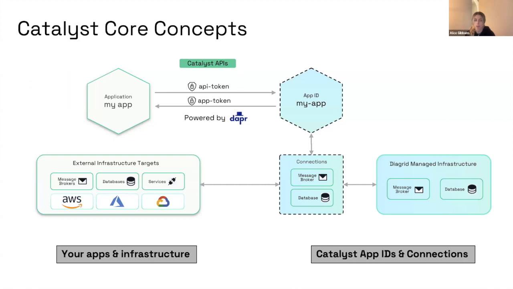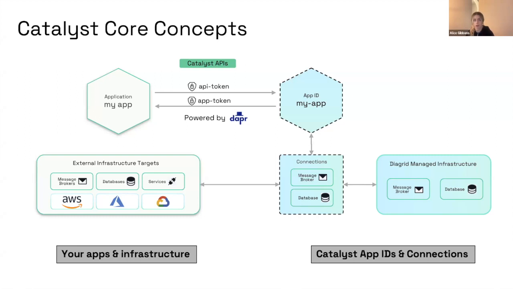This works by you creating this application identity and then calling out from your application code to that app identity that you created in Catalyst. Today we provide API token authentication from your app to that application identity that we host. Also, if you have your application identity and it's calling back into your app, then we can use app token authentication there as well if you want. And again, this is powered by Dapr, so these are the same specification as the open source Dapr APIs that are proven and have been used across many different production deployments.